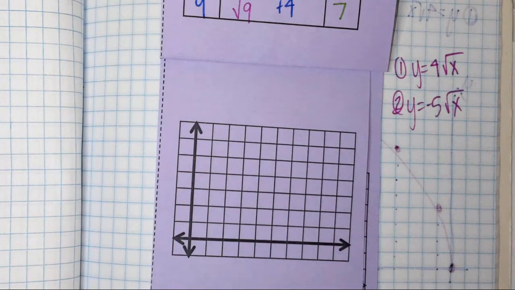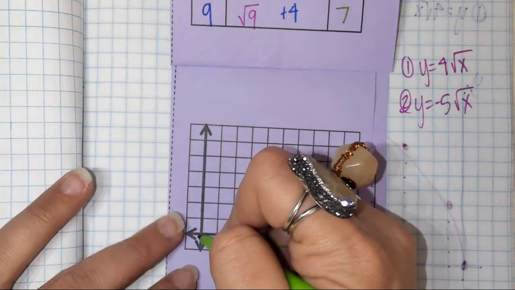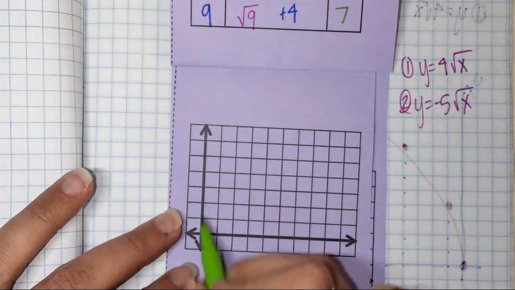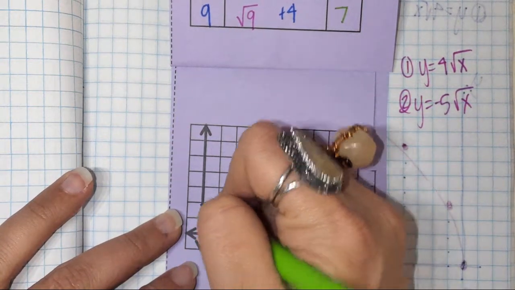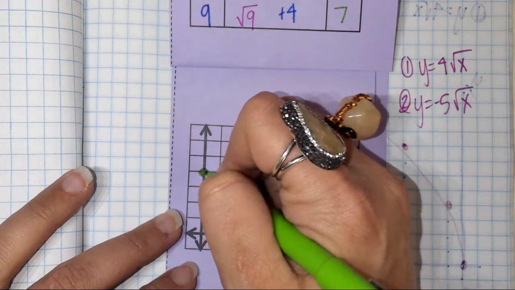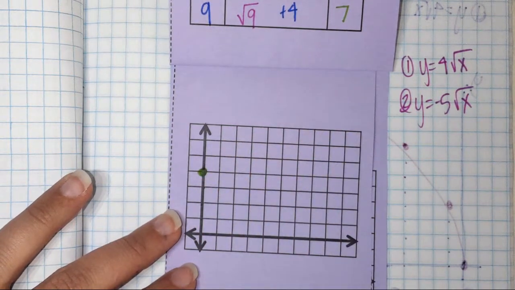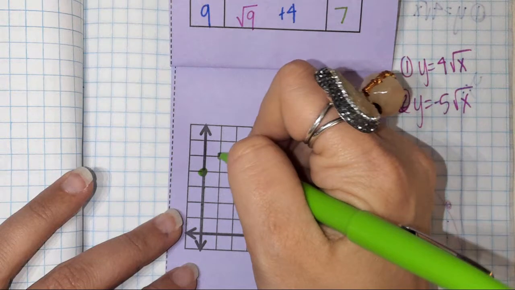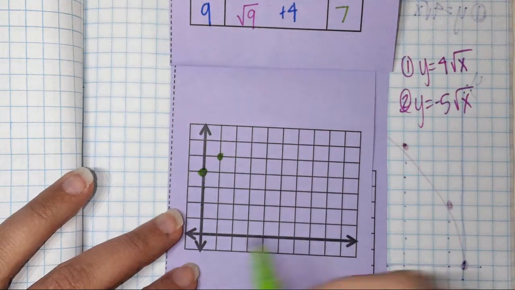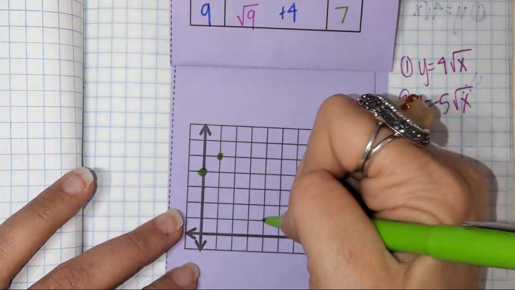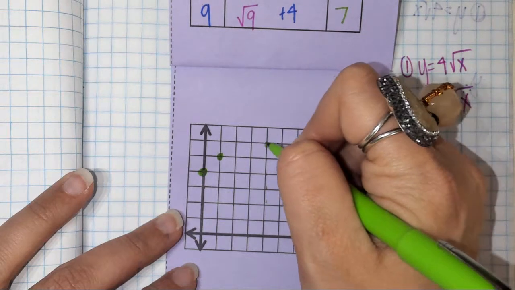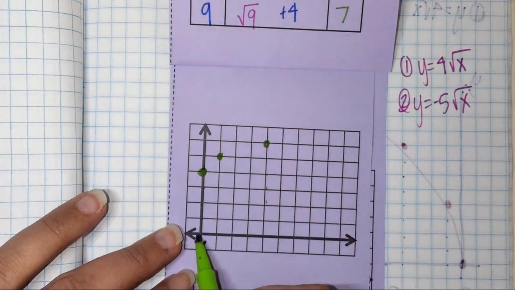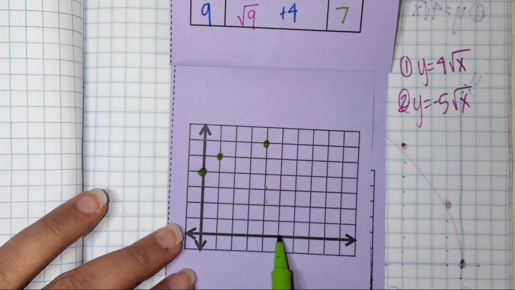All right, so what's the first point that we plot? 0, 4. So I don't go left or right any, but I go up how many? 4. Okay, and then? 1, 5. And then? 4, 6. And finally? 9, 7.